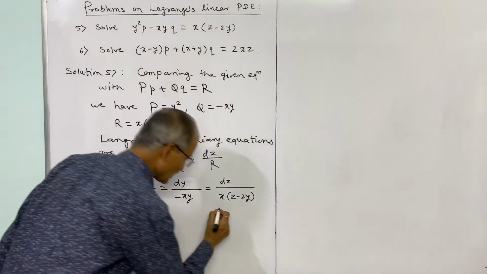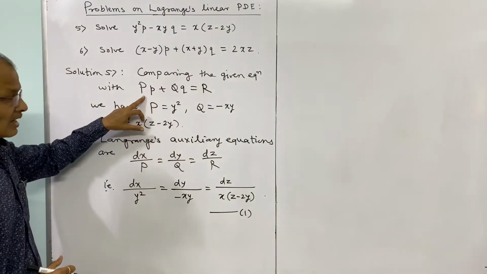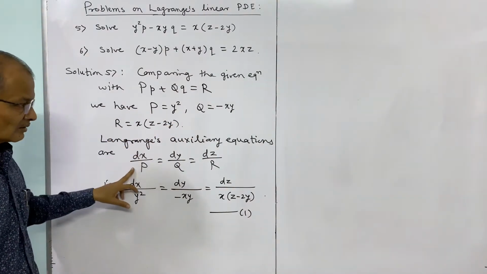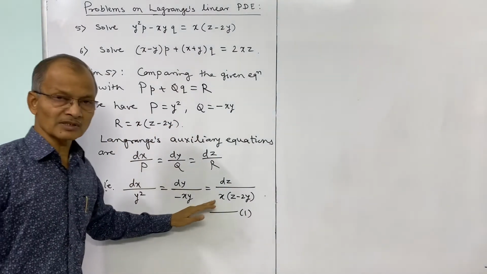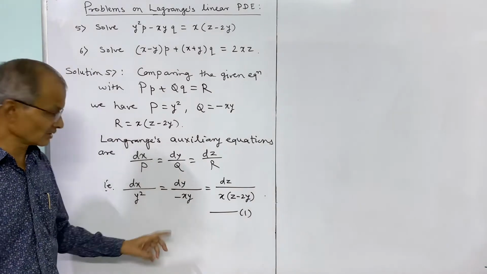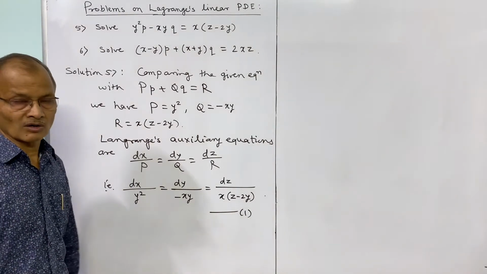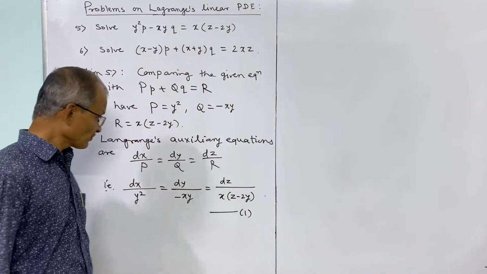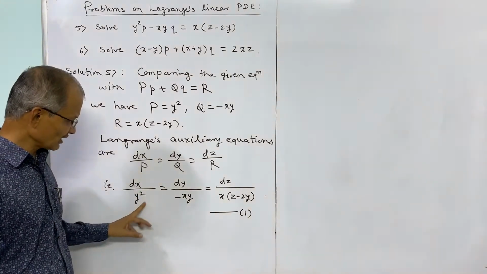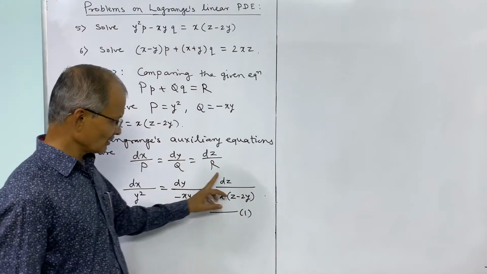Now we name this as 1, and we have seen that for a given Lagrange's equation, note down the values of capital P, Q, R, then write the auxiliary equation, and then observe these equations. There are two ways to solve these equations to get two solutions separately. Either group the fractions or use the method of multipliers. Now here we can observe the first ratio is dx upon y square, second is dy divided by minus x into y, and this is the third.